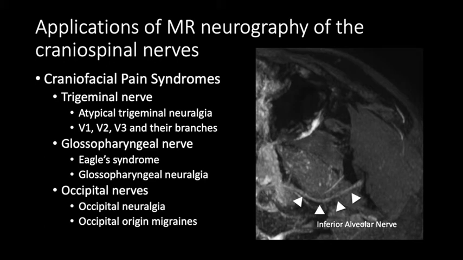So we tend to use it mainly for craniofacial pain syndromes. Traditionally and most commonly, we do it for the trigeminal nerve. This is usually the easiest also because it's the largest nerve, but it can also be used for glossopharyngeal neuralgia or occipital neuralgia, which we commonly do as well.